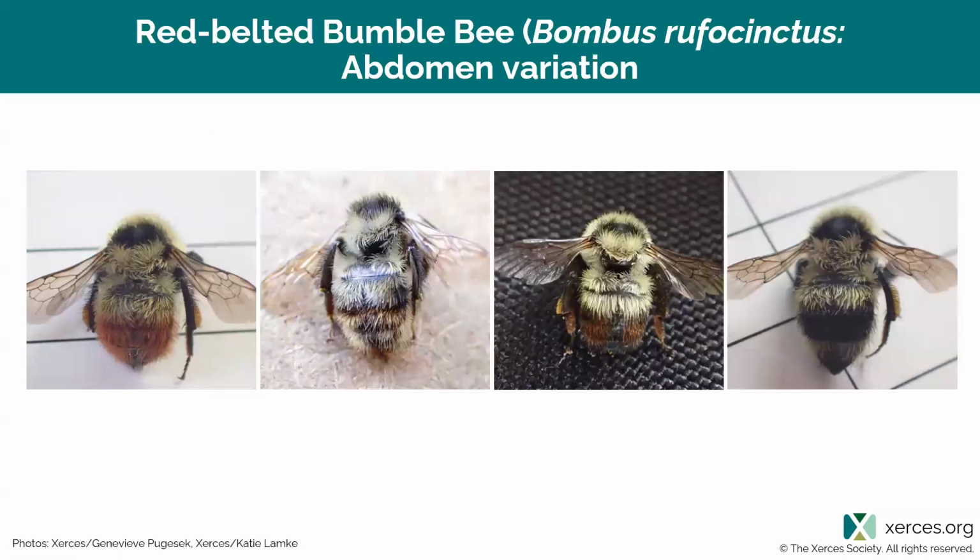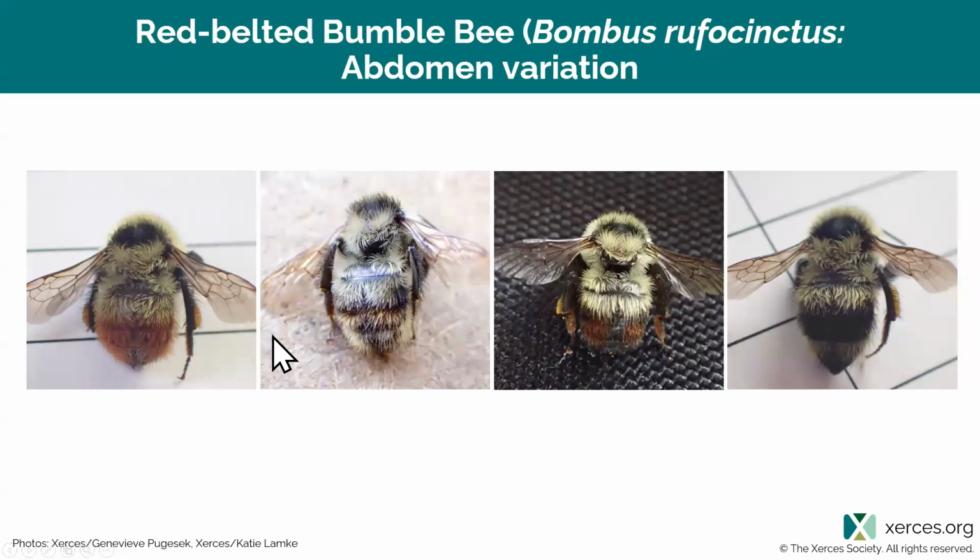All right, just to explore some of the variation that you might see in the abdominal patterns of these bees. As I mentioned previously, you can have individuals that will have almost all reddish hairs on T3, 4, 5, and 6. And you will have some individuals that are darker, right? They will have dark hairs instead, and then you can have all kinds of combinations in between.